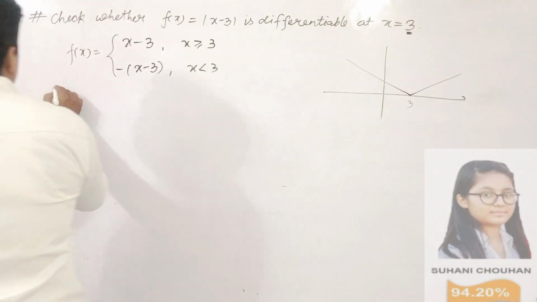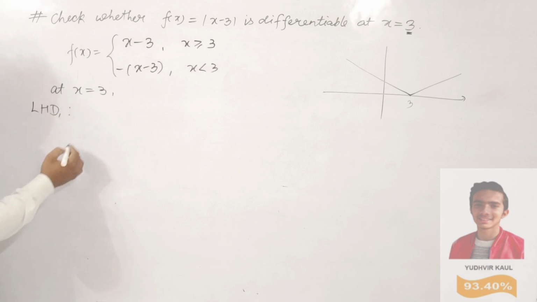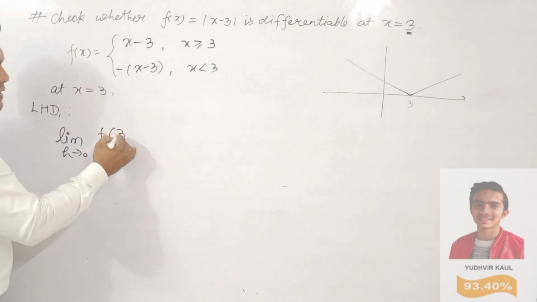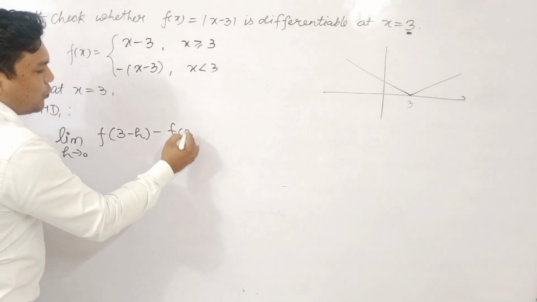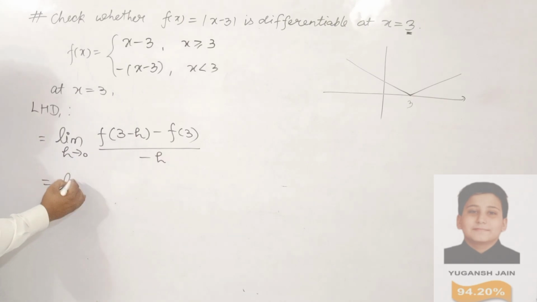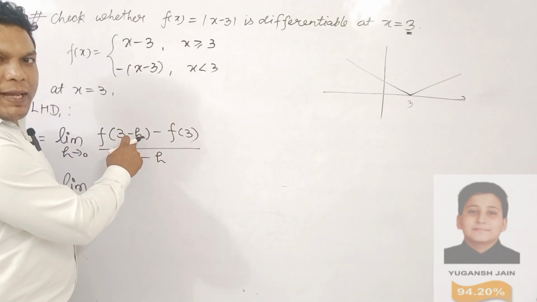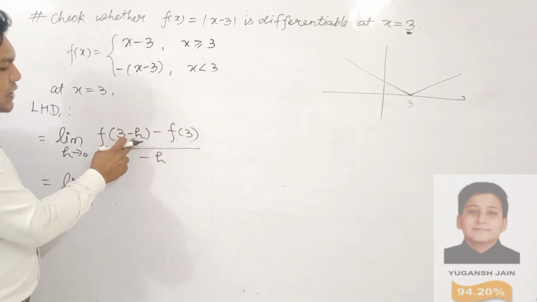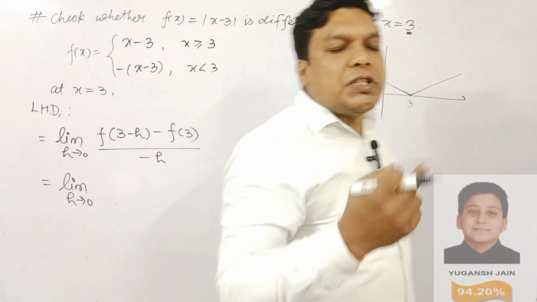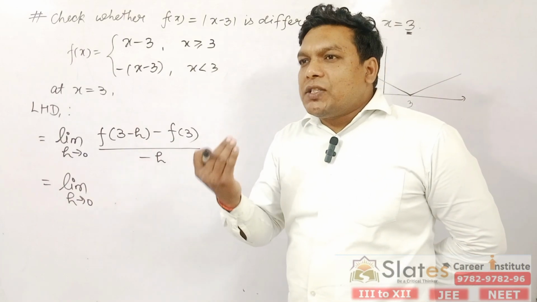So at x equals 3, what will be LHD? LHD is limit h tends to 0, f of 3 minus h minus f of 3 upon minus h. Okay, so what is it? Limit h tends to 0, f of 3 minus h. Which function will you use? We are talking about LHD, f of 3 minus h. 3 minus h means less than 3. If you remember about limits, what was h? Approximately 0 and less than 0. So f of 3 minus h is slightly less than 3.